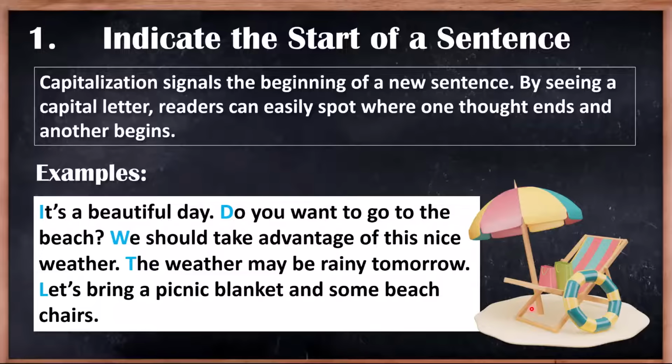Let's look at this paragraph example. It's a beautiful day. Do you want to go to the beach? We should take advantage of this nice weather. The weather may be rainy tomorrow. Let's bring a picnic blanket and some beach chairs. In this paragraph, the only letters that are capitalized are the ones that begin new sentences. So we can easily see the beginning of a new sentence, of a new complete thought.